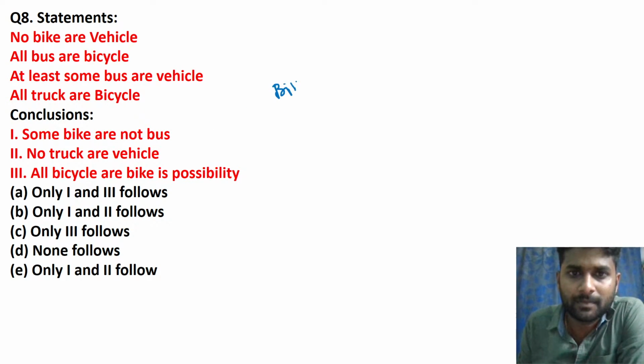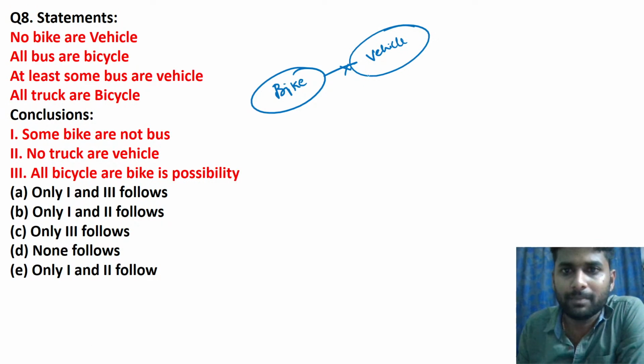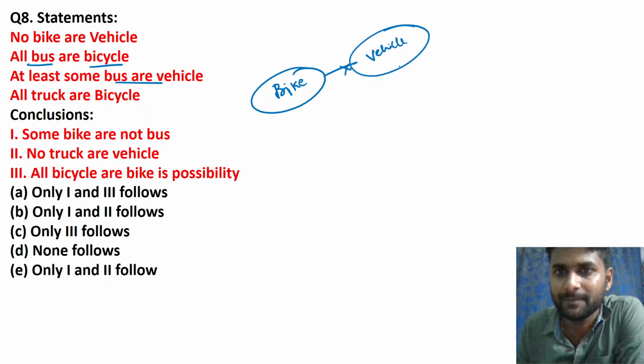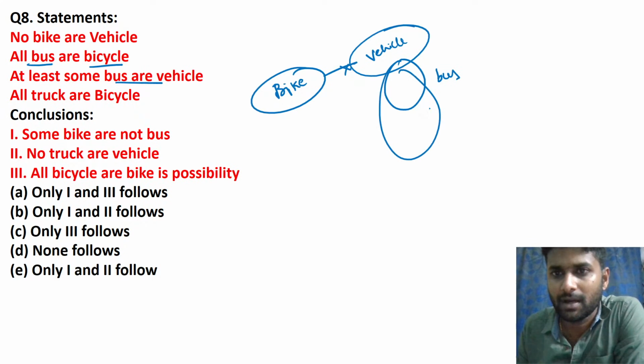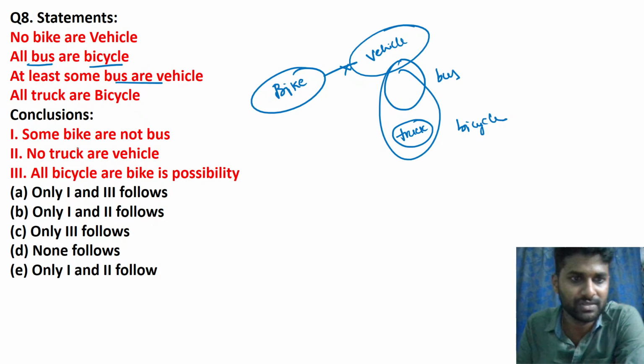Next one. No bike or vehicle. All bus are bicycle. So we are still not sure about bus and vehicle. At least some bus are vehicle. At least some bus are bicycle. All truck are bicycle. So just go through the conclusions.